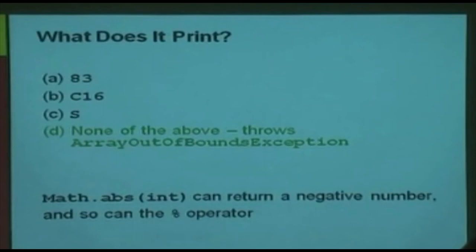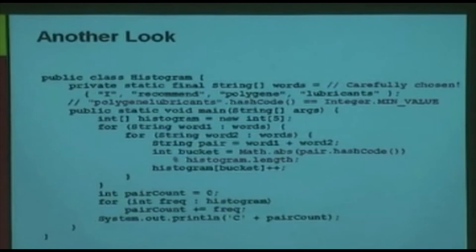Let's take another look at our program. These words were chosen very, very carefully. Meaning, "I recommend polygene lubricants." It was just Josh being silly. But no, it turns out that "polygene lubricants".hashCode is Integer.MIN_VALUE. I chose those things very carefully. Why Integer.MIN_VALUE? What's so special about Integer.MIN_VALUE? Well, it turns out that, does anyone know what negative Integer.MIN_VALUE is?